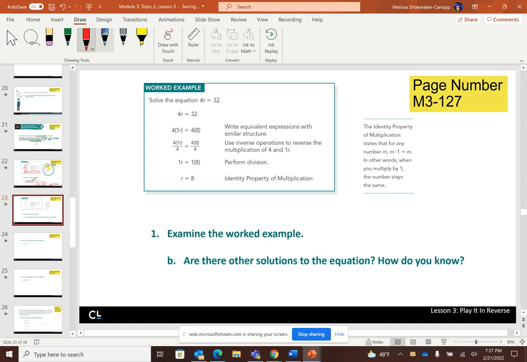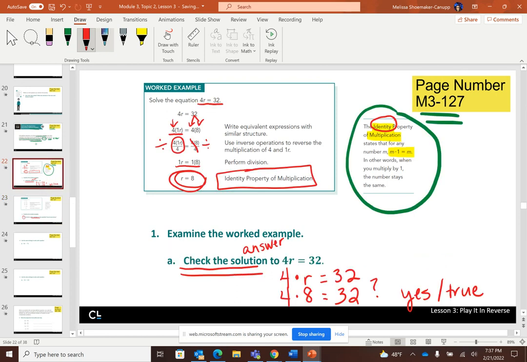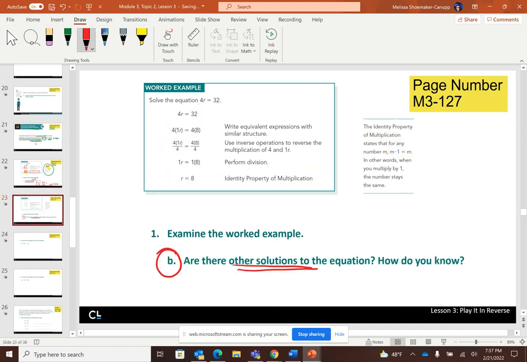Are there other solutions? So it repeated everything here again. We're answering 1B. So let's take a look. Anything else times 4 is not going to get us 32. When you solve this, there's only one answer. Now, later on, you're going to learn other ways where there's going to be more than one answer. But for now, in 6th grade, we only got one answer. So we know no, there's no other solutions, and that's how we know right there.